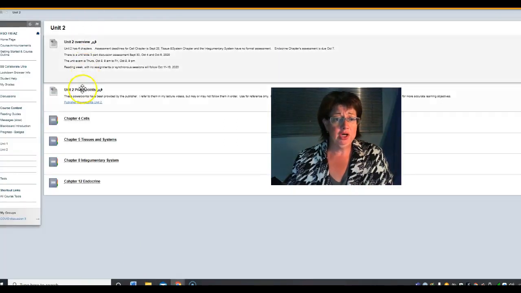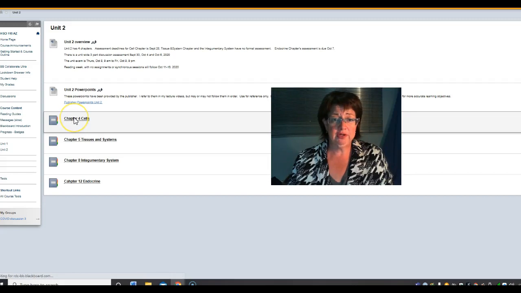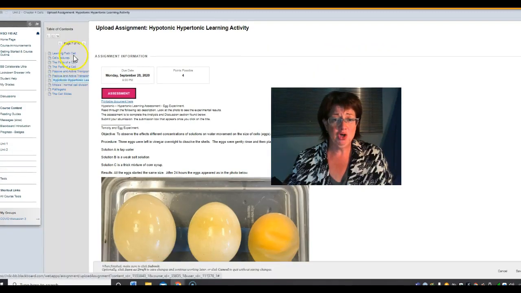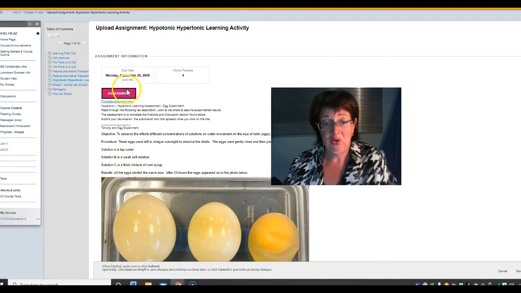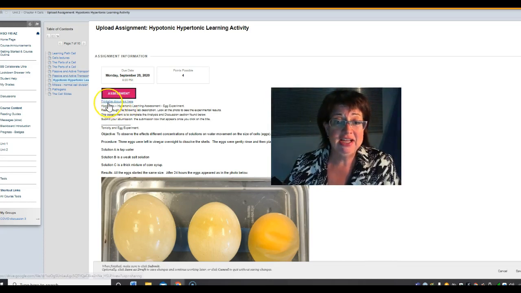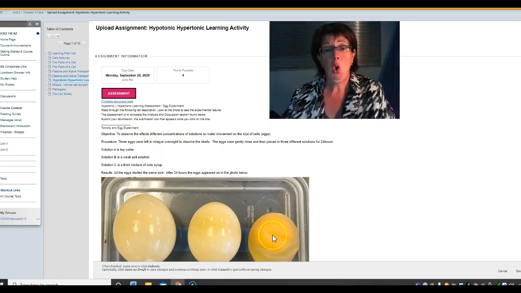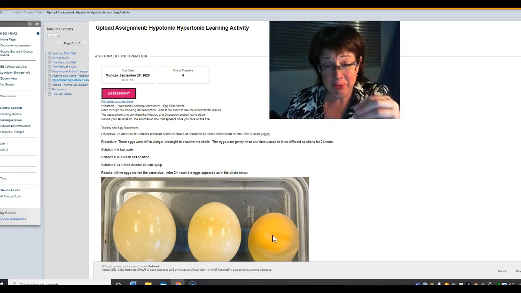On Blackboard, it's under Chapter 4. And then under Chapter 4, it is the hypotonic learning activity, or it's an assessment. So there is a printable document here if you want to have it printed. Otherwise, here's the information. So what it is, it's an experiment.